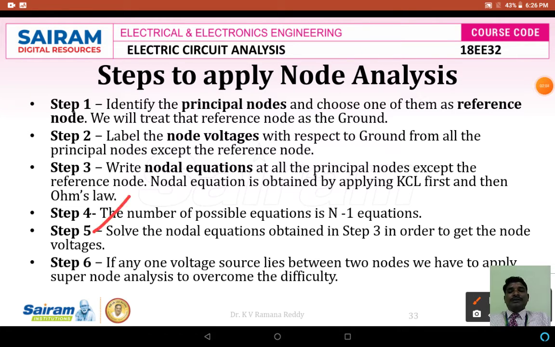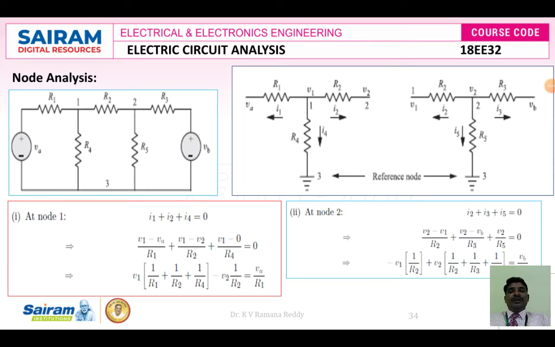Next, step 5 is to solve the nodal equations obtained in step 3 in order to get the node voltages. And step 6: if any voltage source lies between two nodes, we have to apply supernode analysis to overcome the difficulty. So these are the various steps to apply nodal analysis and find the solution for the given network. Let us go through one simple network to analyze nodal analysis with the following steps.